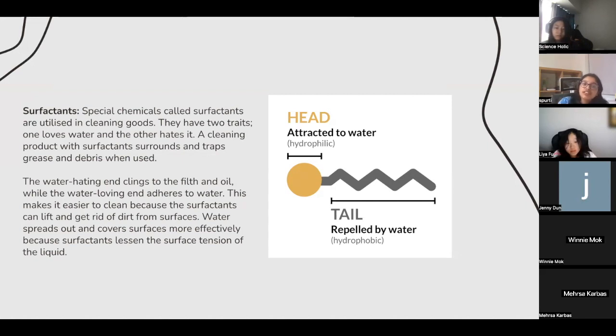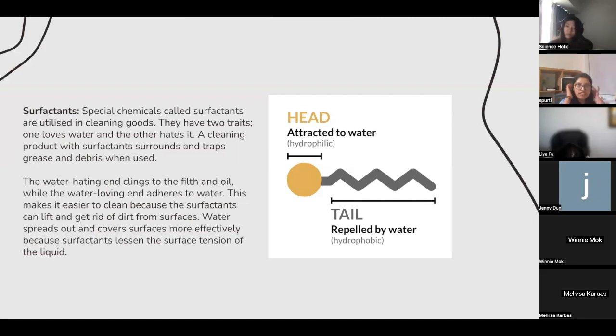A cleaning product with surfactant surrounds and traps grease and debris when used. The water-hating end clings to filth and oil, while the water-loving end adheres to water. This makes it easier to clean because the surfactants can lift and get rid of dirt from surfaces. Water spreads out and covers surfaces more effectively because surfactants lessen the surface tension of liquid.